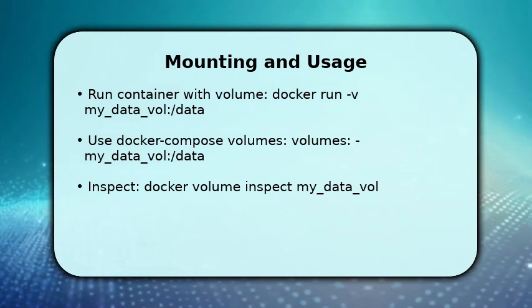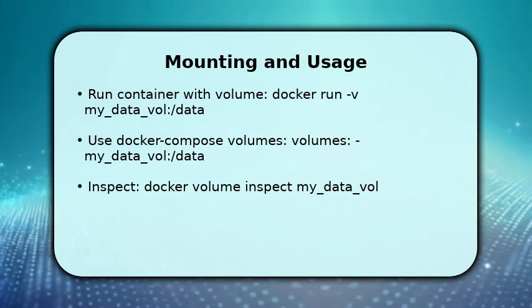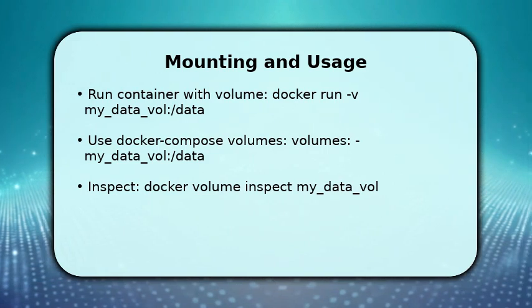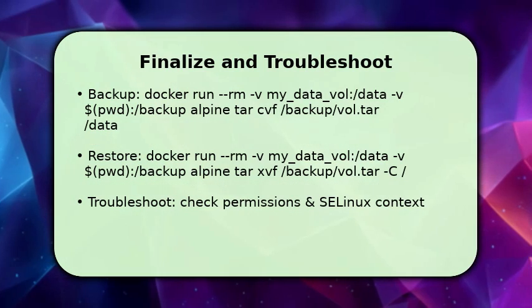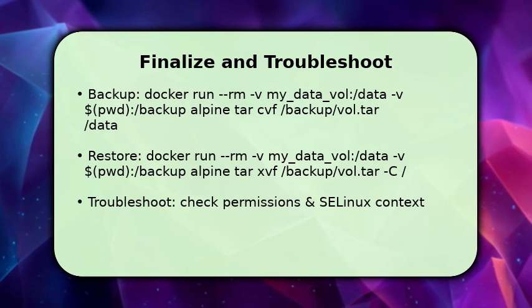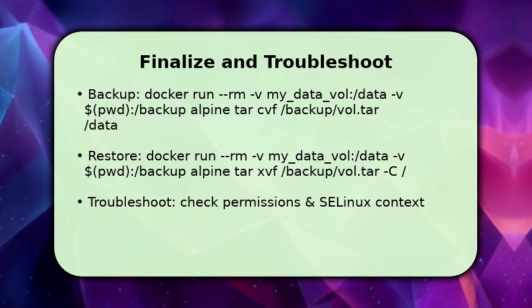If you need a host bind, prefer it for config files, but understand named volumes are portable and managed. Complete by validating persistence. Stop and remove the container, then start a new one mounting the same volume. Your data should persist. For backup and restore, use a temporary container to tar the volume to host storage.